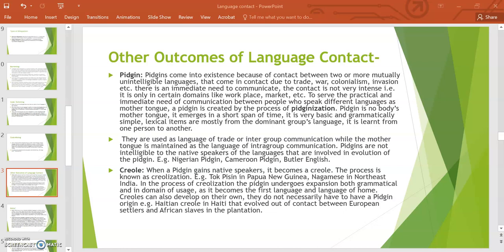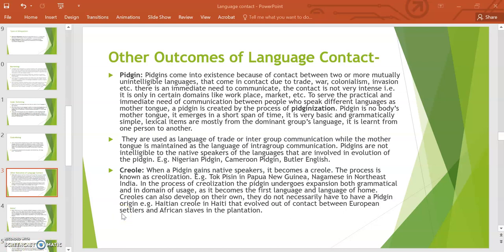So, pidgins are used as language of trade or intergroup communication, while the mother tongue is maintained as the language of intragroup communication. Pidgins are not intelligible to the native speakers of the languages that are involved in evolution of the pidgin. Some examples of pidgins may be Nigerian pidgin, Cameroon pidgin, and Butler English. Now, Nigerian pidgin and Cameroon pidgin, they have native speakers who speak them as first language, so they have become creoles now. But Butler English, that developed here in India, specifically in the Madras Presidency, doesn't have native speakers.